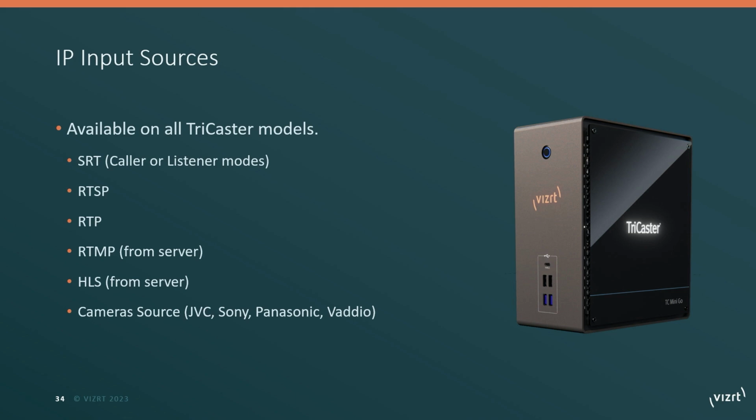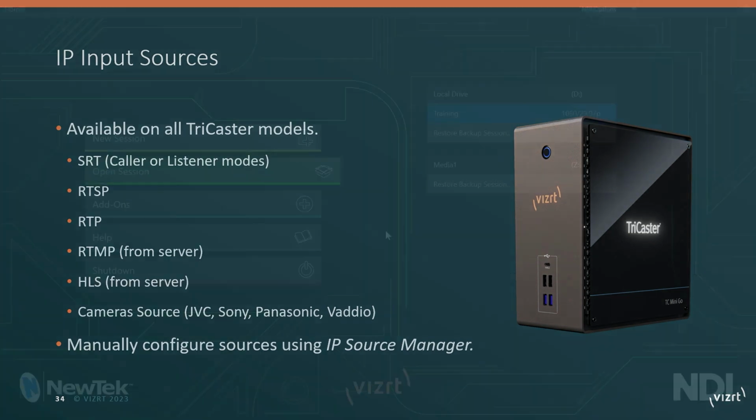And then you can also configure IP formats with a variety of camera sources, and some are listed on the screen. Now, for all of these, we're going to use a tool called the IP Source Manager, where we'll go in, type in the information of how to communicate the protocol that we're looking to work with and the information required, and then we can bring it into our TriCaster and use it.